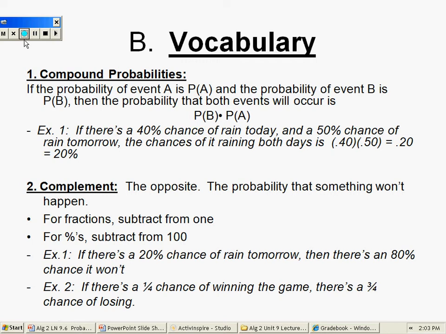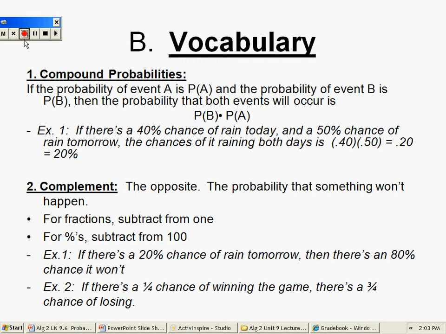40% in decimals is 0.4, and 50% in decimals is 0.5. So if you multiply those, you get 0.2. And then if you change it to a percent, it becomes 20%. Okay? So if you want to find probability of two things happening together, you got to multiply them both. That's called a compound probability.